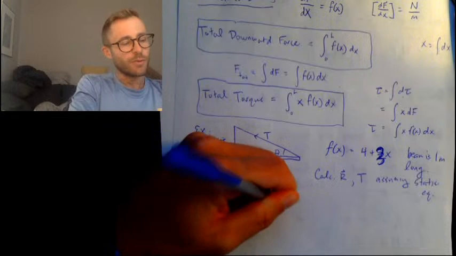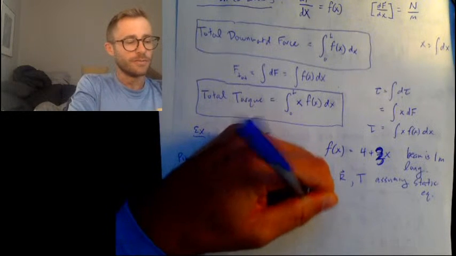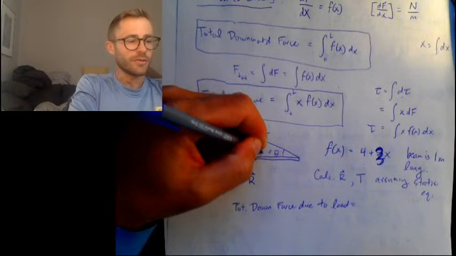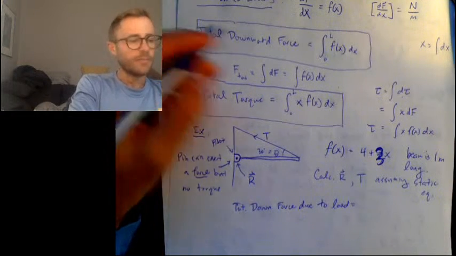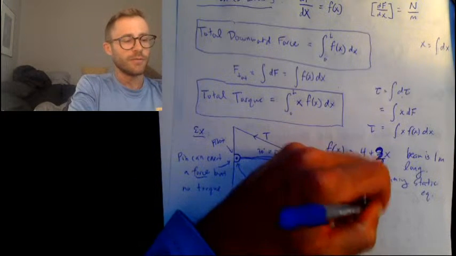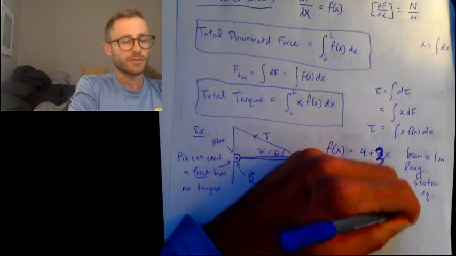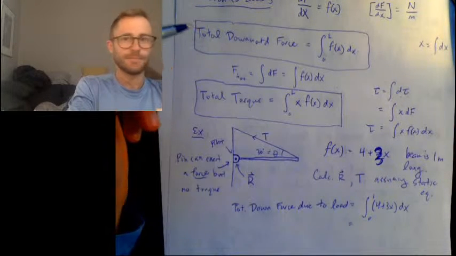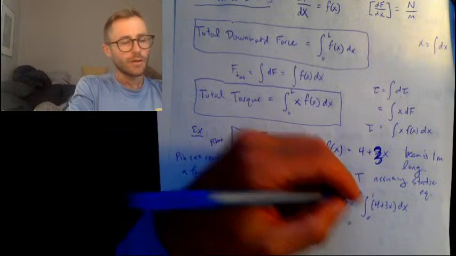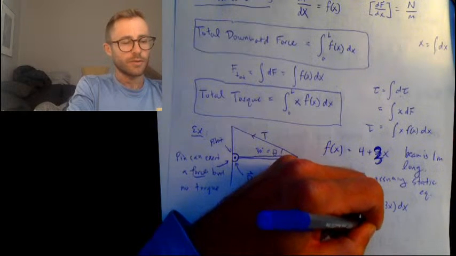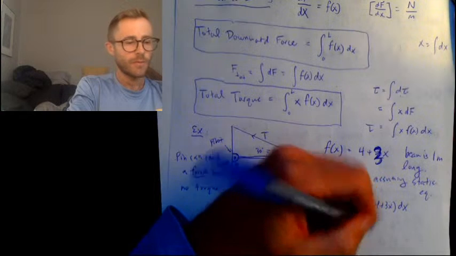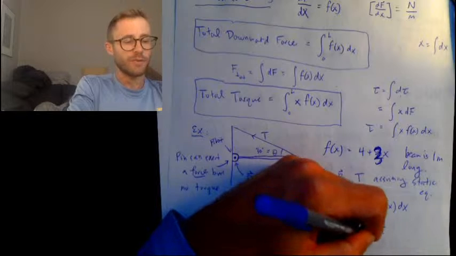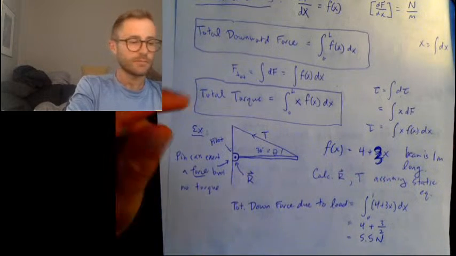So the total downward force due to the load, by the way, let's make this angle 30 degrees for simplicity, is going to be the integral of 4 plus 3x dx from 0 to 1. And that is going to be equal to, let's see, 4 plus 3/2. So the total downward force is 5.5 newtons.